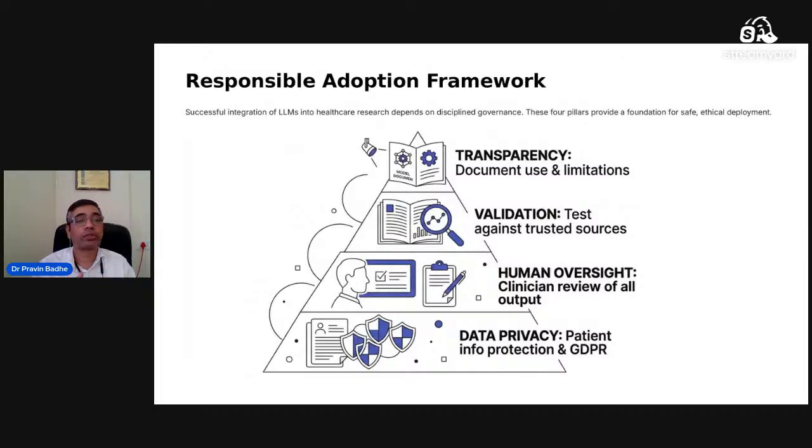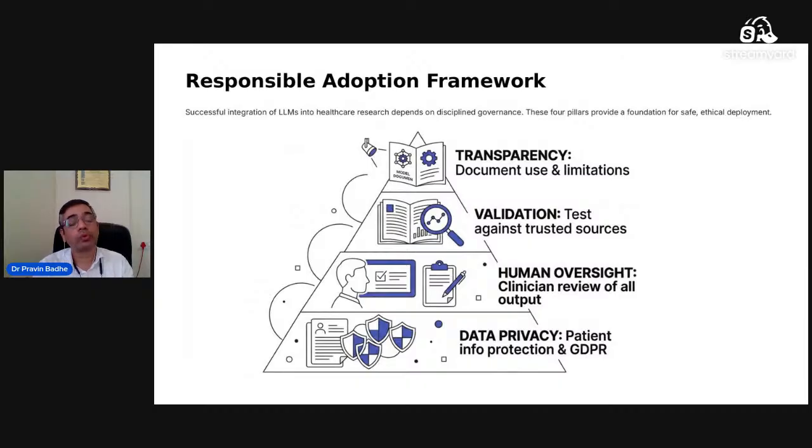And the last one, from the clinical point of view and the research point of view, is that data privacy is very important. Patient information needs to be protected when you are adopting the large language model. You shouldn't upload patient details with the case study on the LLMs, because it can create issues with data privacy and patient information.